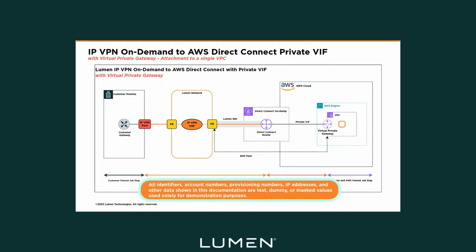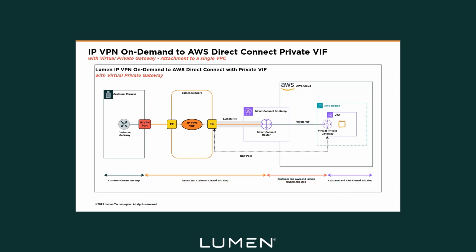Today, we are going to configure a VPN on-demand connection to an AWS Direct Connect using a virtual private gateway along with a private virtual interface. And to start this, we're going to go over a diagram to visualize what we're doing.